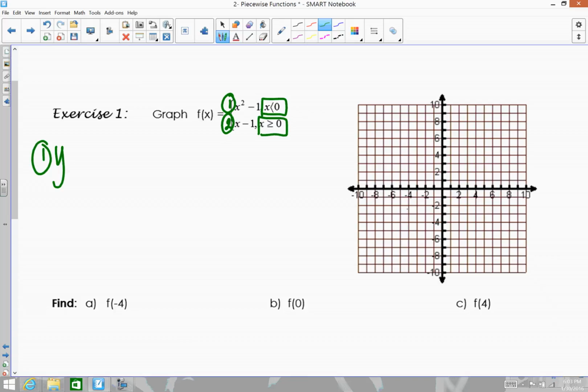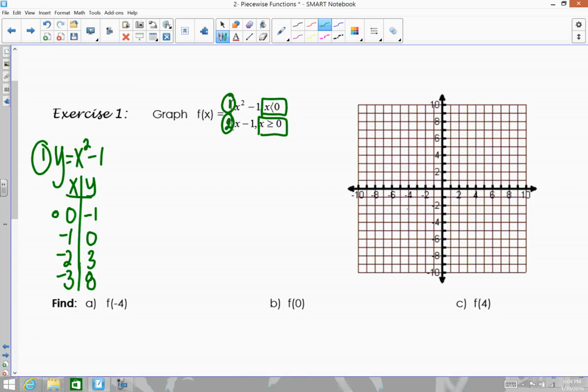So our first one is going to be y equals x squared minus 1, and when x is less than 0. So when I go to write my table, I'm going to start at 0, and I know it's going to be an open circle, and it's when x is less than 0, so the negative values. And then we're going to plug these in. So 0 squared is 0, minus 1, negative 1. Negative 1 squared is 1, minus 1 is 0. Negative 2 squared is 4, minus 1 gives me 3. Negative 3 squared is going to be 9, minus 1 will give me 8.